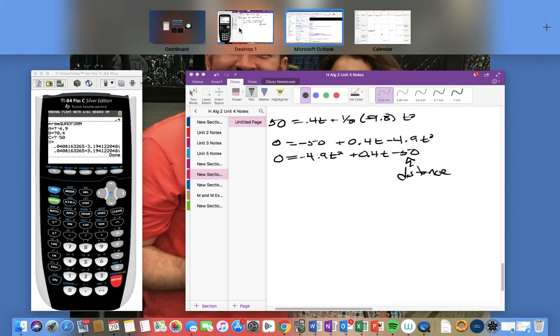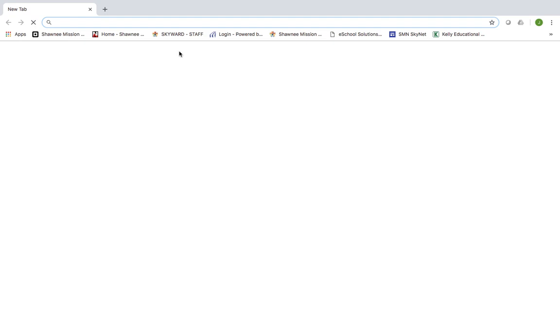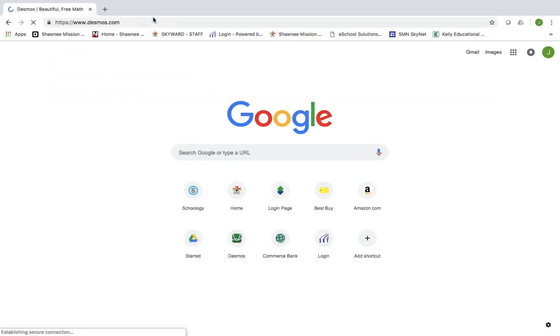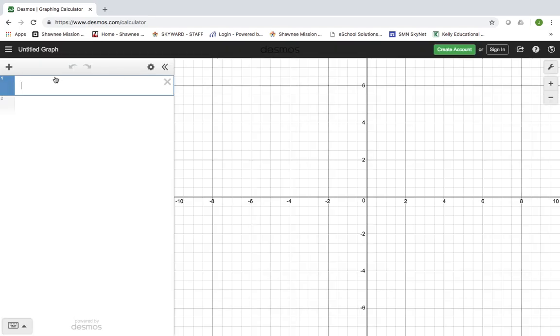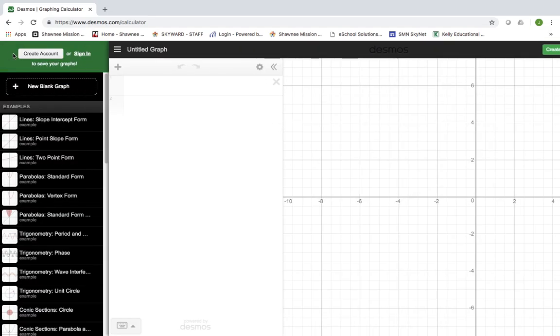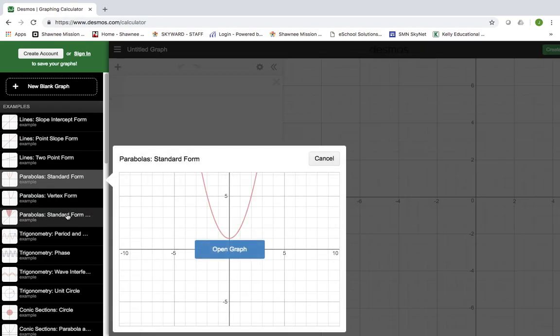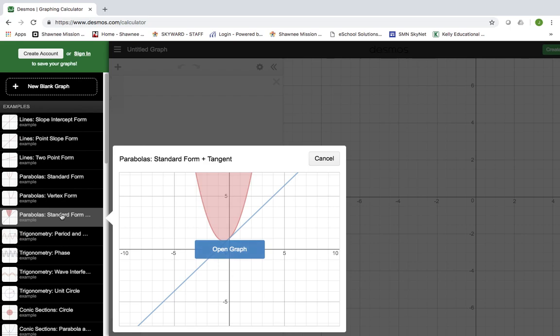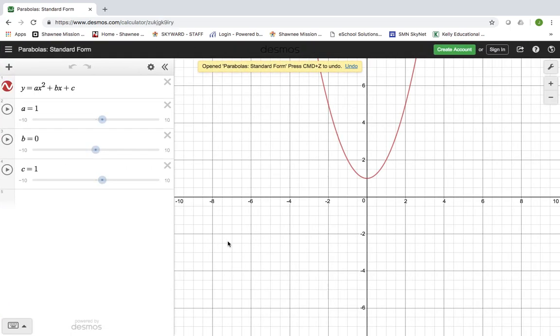So doing that, I'm going to go ahead and go to Desmos. Let's see. In fact, I'm going to open up a new window. So on Desmos, probably the easiest way to do that is once you click Start Graphing, to go up here towards where it says Untitled Graph, click Open Graph, and then click on Parabola Standard Form. Notice that there is another standard form. This one says plus tangent. Don't use that one. Just use the one that says regular standard form.